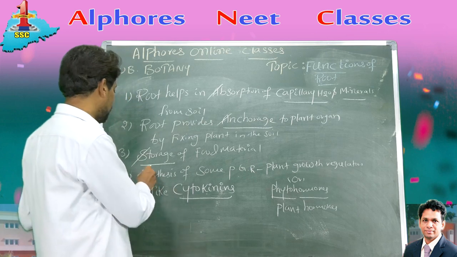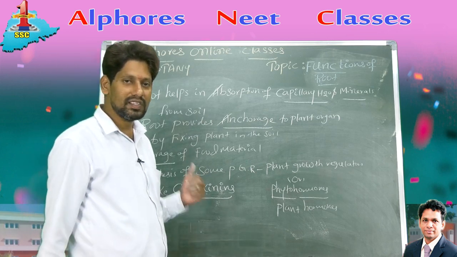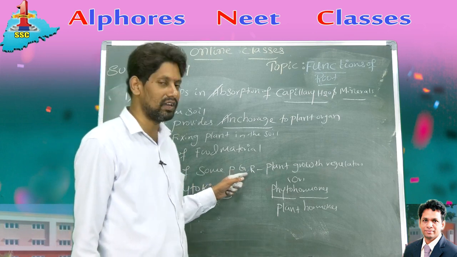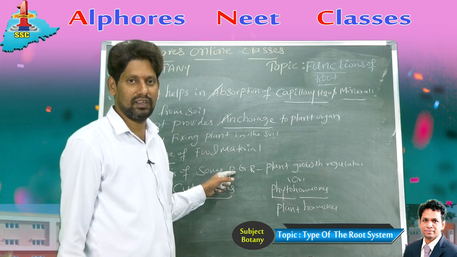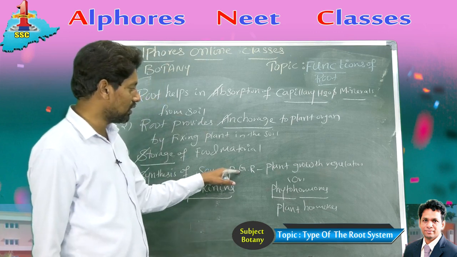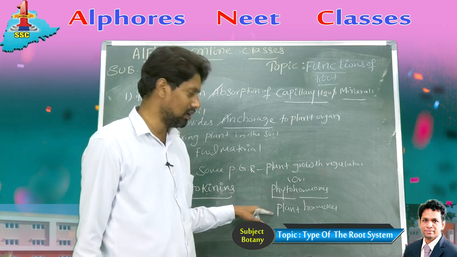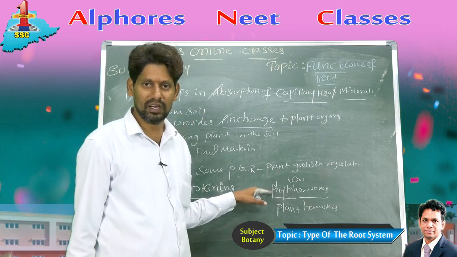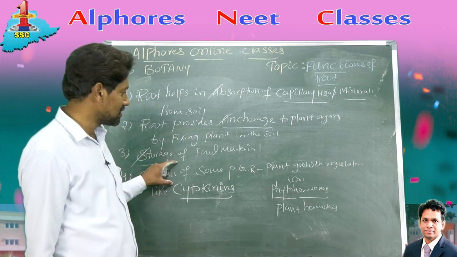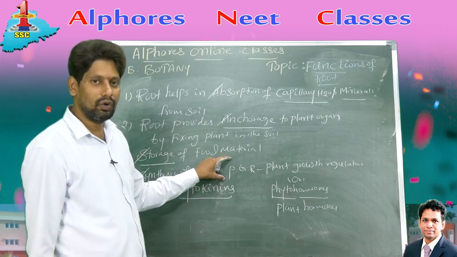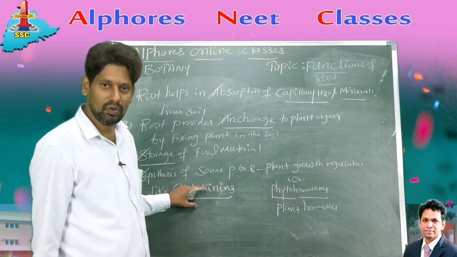Next, number 4, synthesis. Sir, what is it synthesizing? Root is synthesizing some plant growth regulators. Sir, plant growth regulators are also called phytohormones, also called plant hormones. Therefore, root helps in synthesis of some plant growth regulators such as what, sir? Cytokinins. Is it okay? Right?